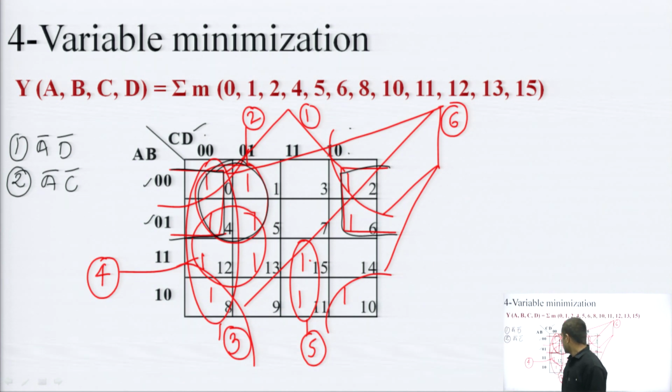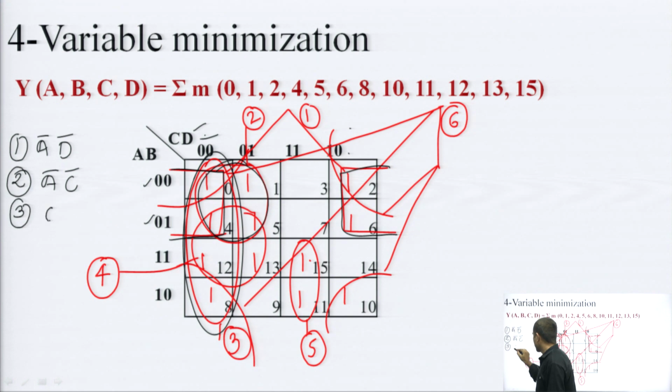Okay. So, this is 4 variable minimization. We can complete this. For this third one, which is this column entry, there is nothing common from the row side, there is only common from this first column. That means, for this third one, I can have C bar D bar.